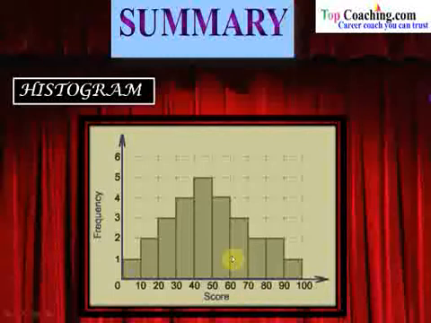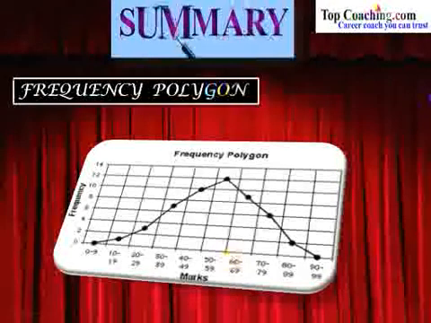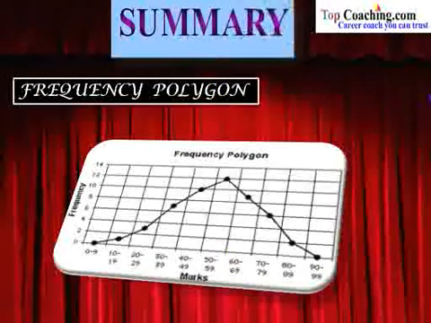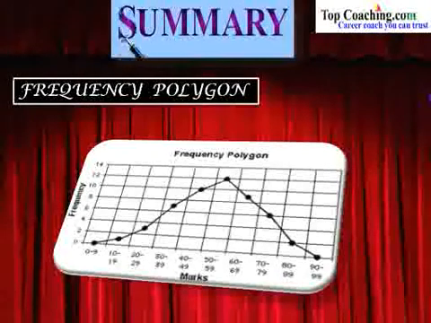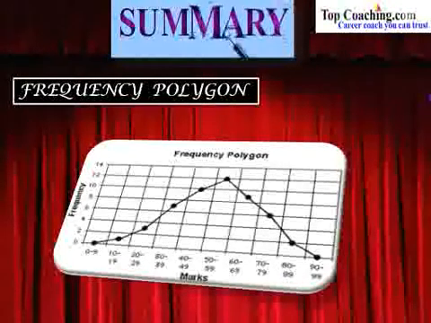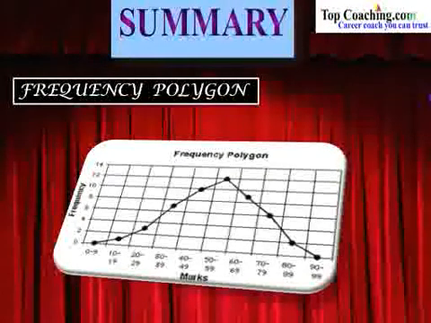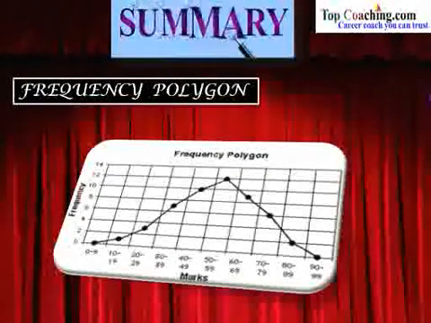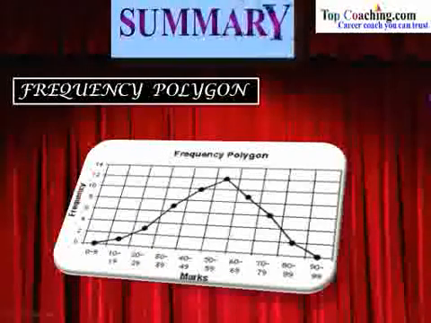Basically a histogram is a two-dimensional figure. Now the third one is frequency polygon. Basically a frequency polygon is simply another way of representing quantitative data and its frequencies graphically. A frequency polygon can be drawn in two ways. The first way is by using a histogram and the second way is without using a histogram. This is a frequency polygon which is made without using a histogram.